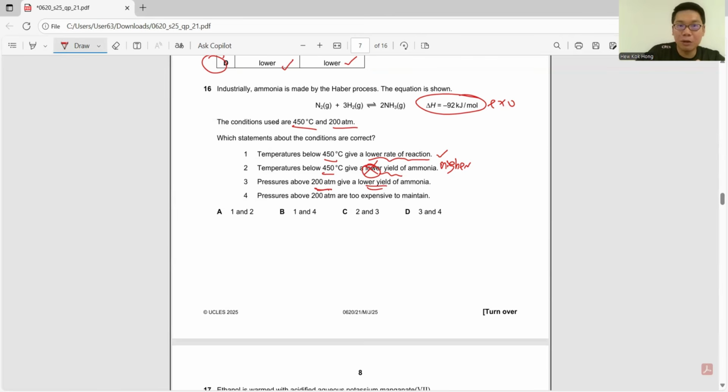Number 3, pressure above 200 gives a lower yield of ammonia. For the yield and pressure, we look back. The left hand side has 4 moles, the right hand side has 2 moles. So above 200 atmospheric pressure, meaning higher pressure, will favor fewer particles. So it will shift to the right, and it will also give you a higher yield because it shifts right. So pressure above 200 is too expensive to maintain. Yes, it's very dangerous and very hard to maintain this condition. So the answer is 1 and 4.